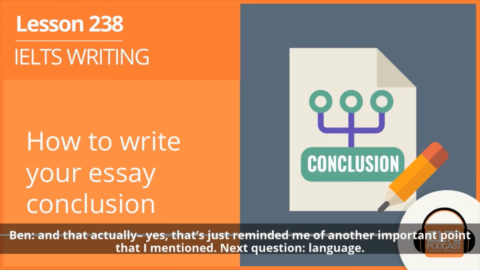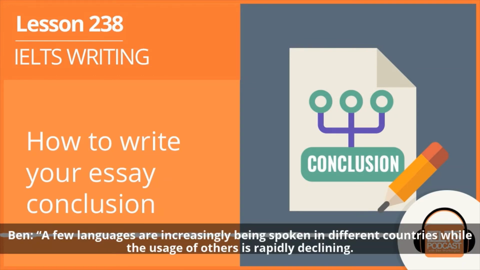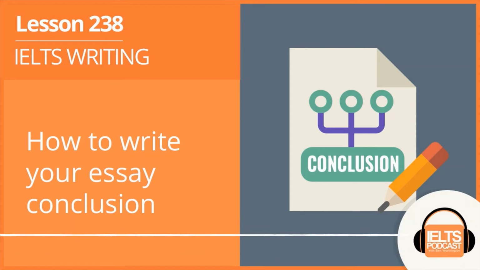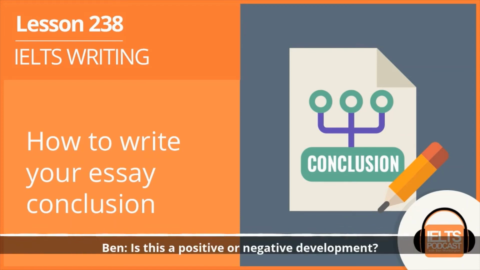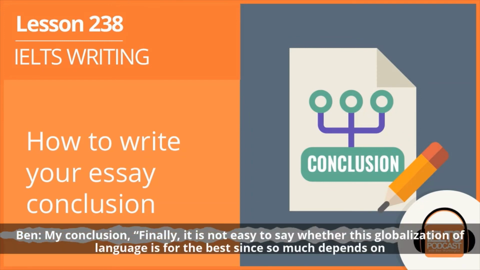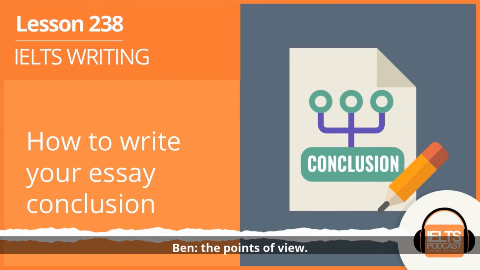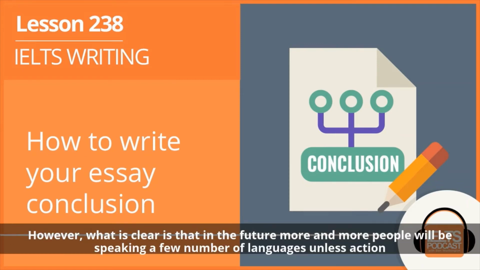So, next question, language. A few languages are increasingly being spoken in different countries, while the usage of others is rapidly declining. Is this a positive or negative development? My conclusion, finally, it is not easy to say whether this globalization of language is for the best, since so much depends on the point of view. However, what is clear is that in the future, more and more people will be speaking a fewer number of languages unless action is taken.